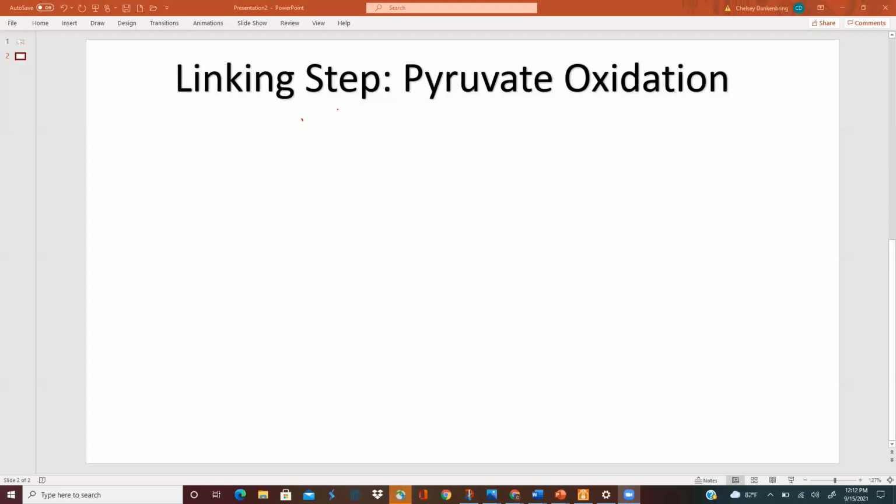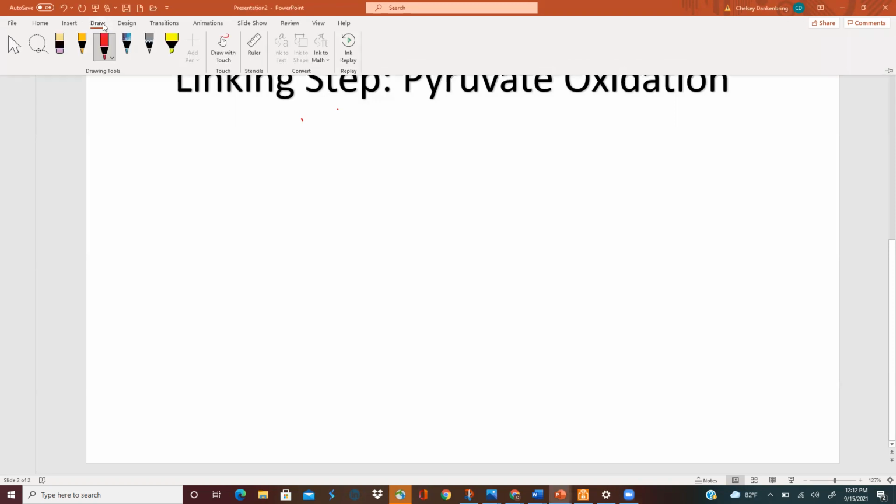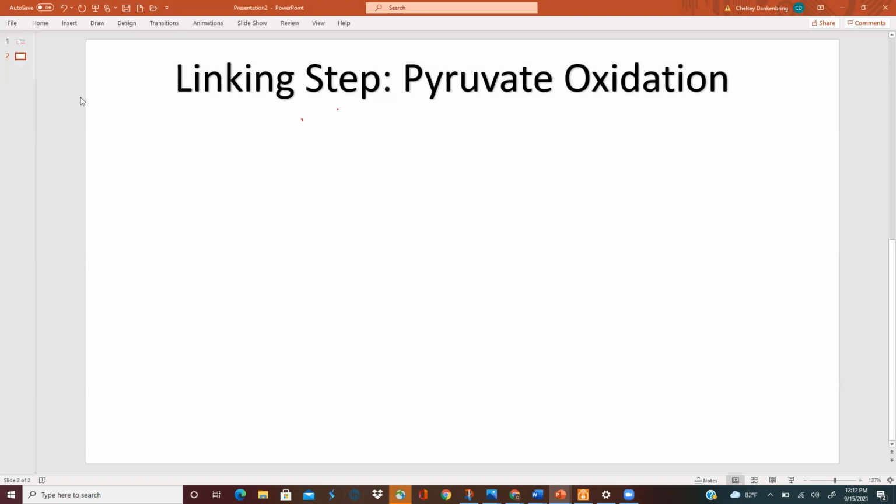All right, let me turn this camera off. I'm going to share my screen. So we have our linking step, and this is going to connect step 1, which was glycolysis, and step 2, which is the Krebs cycle. It's just one reaction. We'll talk about why we call it the linking step here in a second. Let's write this reaction down.